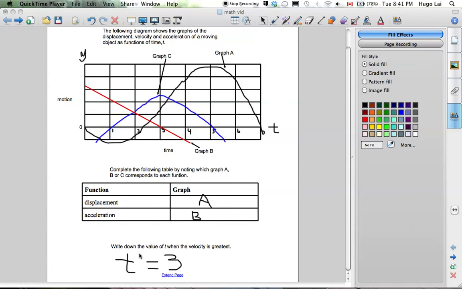So therefore, t is equal to 3 when the velocity is greatest.